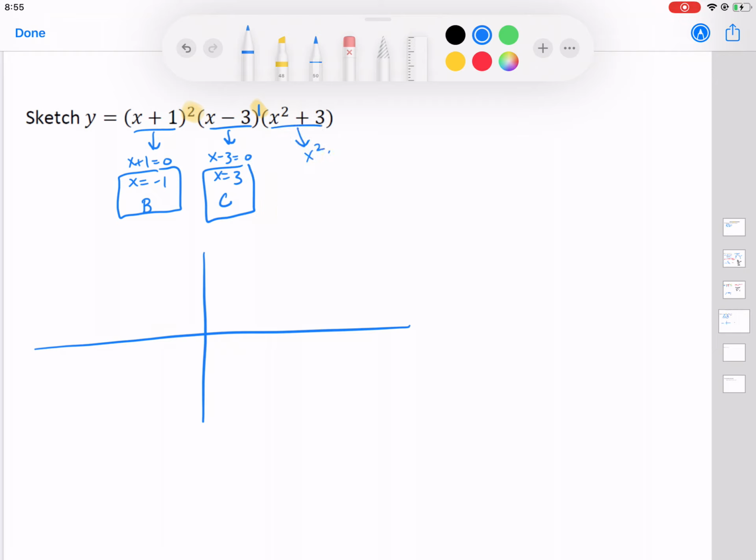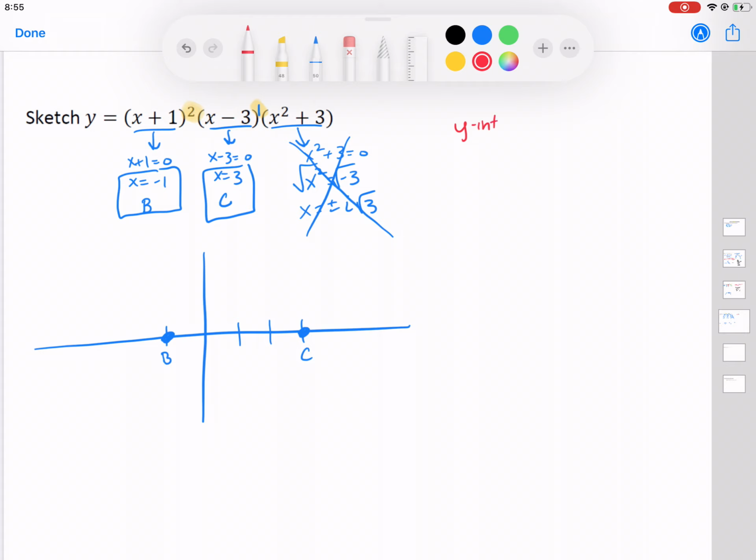And then x squared plus 3 equals 0. Well, watch out for something like this, because when I take the square root, we're going to get a positive or negative imaginary number. We can't graph imaginary numbers, so you just ignore that one. Okay? So we only have 2 real x-intercepts. So we got 3, which is a cross, and negative 1, which is a bounce.